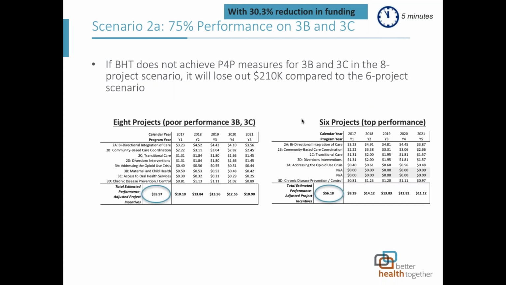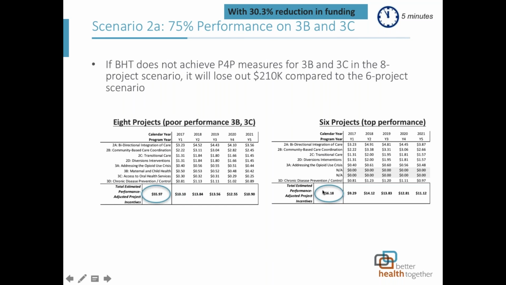All right, so then we took a look at 75% performance. So let's say that across the board, we were about a C average. If we do 8 projects, that looks at almost $56 million. So that's about $1 million difference if we're not a top performer in all those categories.